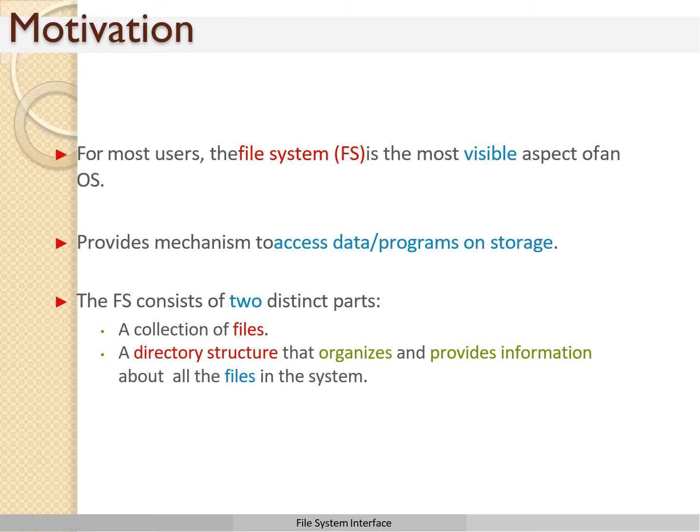A file is a named collection of related information that is recorded on secondary storage such as magnetic disk, magnetic tapes and optical disk. A file structure should be according to a required format that the operating system can understand. For most users, the file system is the most visible aspect of any operating system. It provides a mechanism to access data or programs on the storage. It consists of two parts, that is the collection of files and a directory structure.